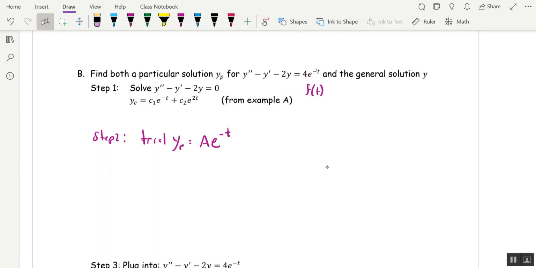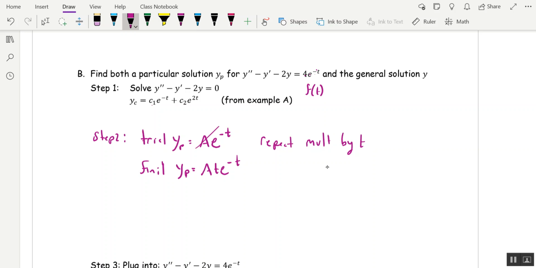Okay, so then I look at my yc and I say, are there any repeats? Yes. I have a constant times e to the negative t there. So there's a repeat or a duplicate. So I have to multiply by t. I want the lowest power of t that's going to eliminate duplicates. So my final yp is a t e to the negative t. I'm going to cross this out so that at the end I don't go up there and plug in a to that function by mistake.